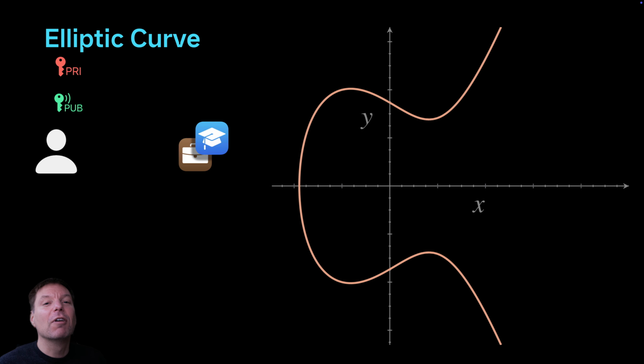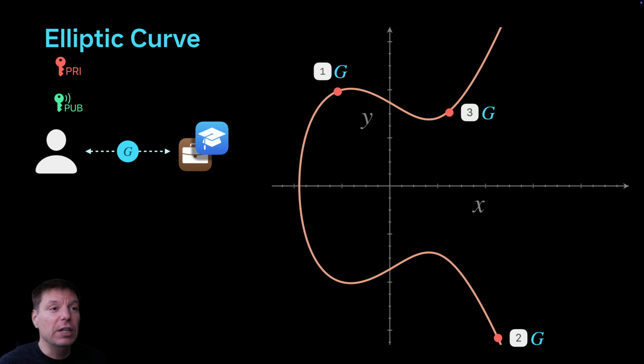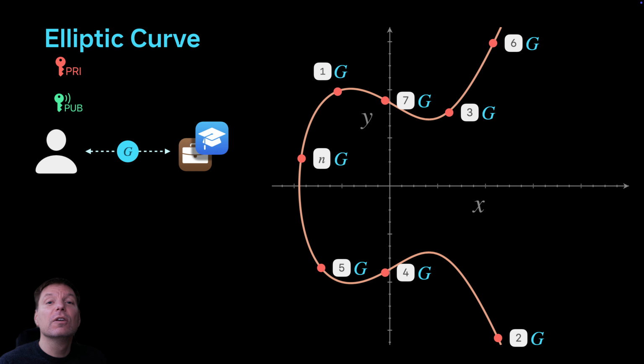So why have we done all this? Well, we are interested in understanding what the public and private key are. Again, we share that point G between us and Apple School Business Manager. And we are going to start taking G, adding it to itself to get 2G. And we saw we could get 3G, 4G. So we could increment this value of G. So we keep adding G to itself. And we can do this for any positive integer.